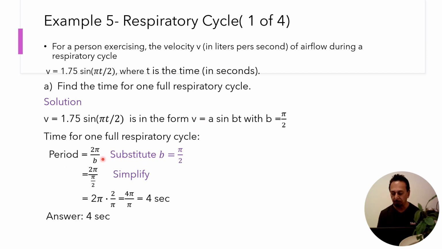And the formula for period is 2 pi over b. So the b from this equation is pi over 2. So we substitute here, so we get 2 pi over pi over 2. It becomes 2 pi times 2 over pi. So it will be 4 pi over pi, which is 4 seconds. So the respiratory cycle, for one cycle, the time is 4 seconds.